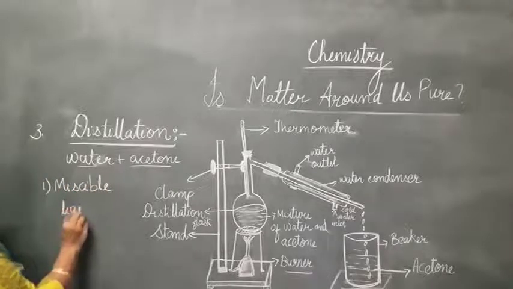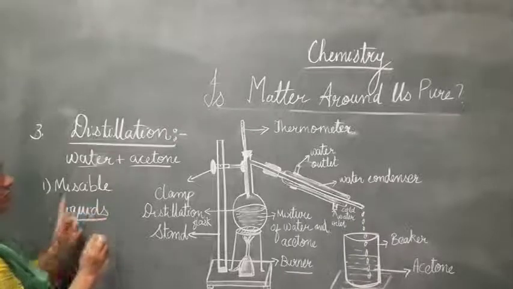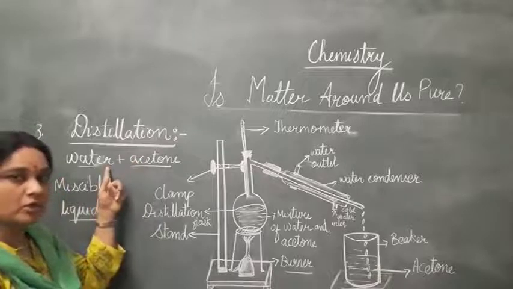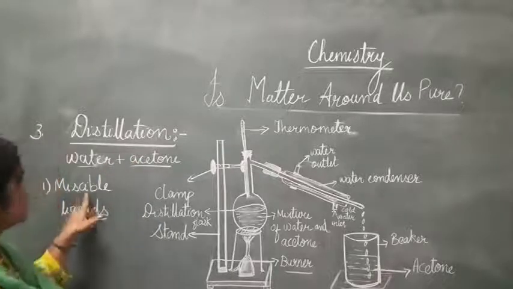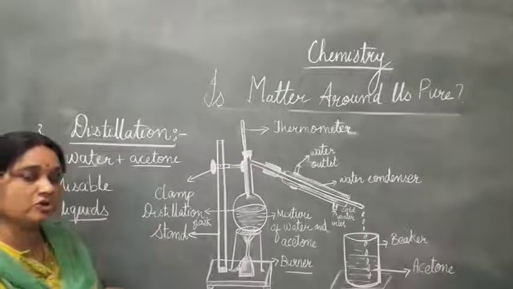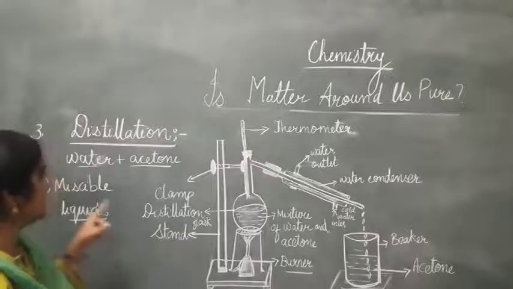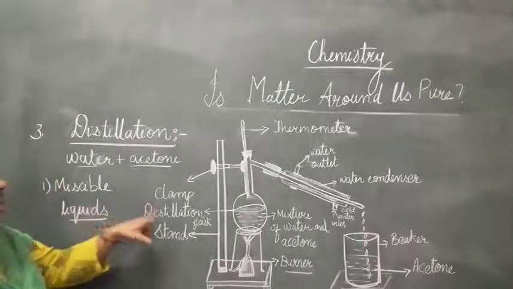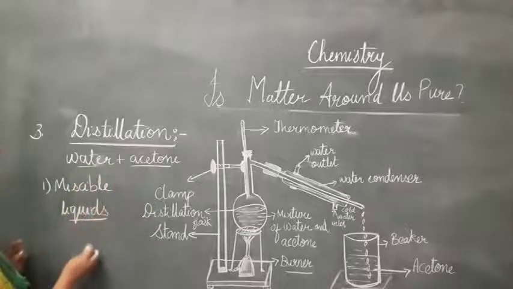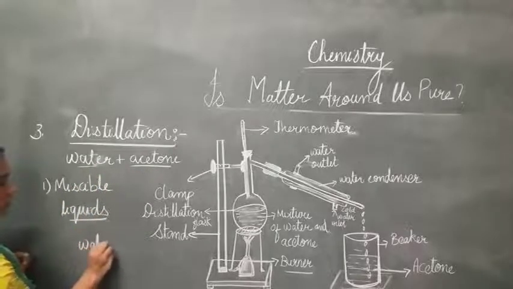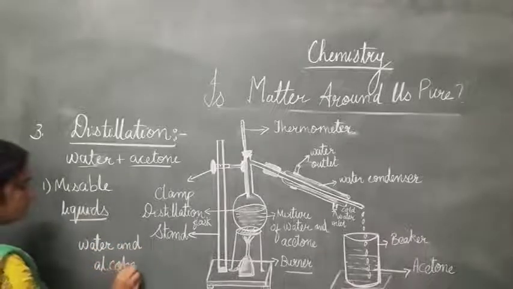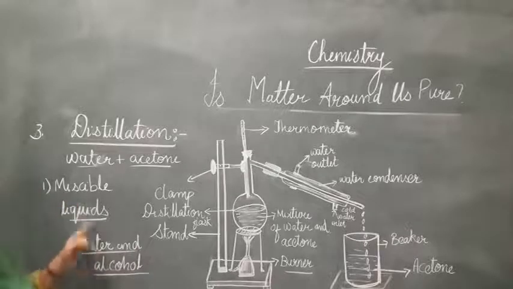Miscible means two liquids combine and don't form two different layers. Acetone is soluble in water and will form a single layer. A mixture of two liquids which form two distinct layers and do not mix together is known as immiscible liquid. So miscible liquids can be separated by this method. For example, water and acetone form a miscible liquid. Another example is water and alcohol, which is also a miscible liquid.